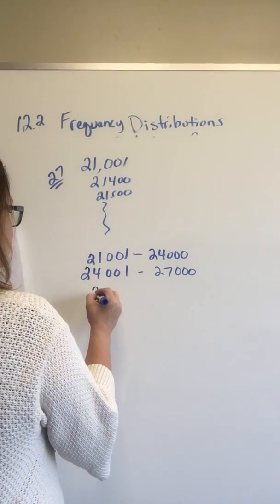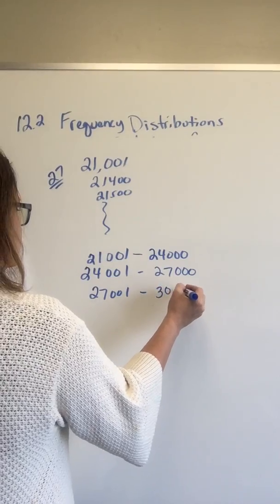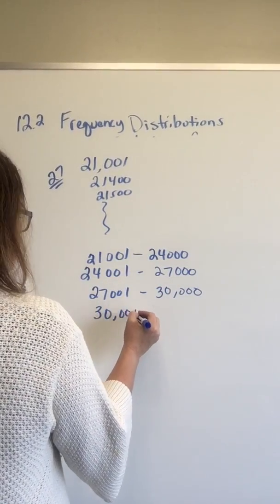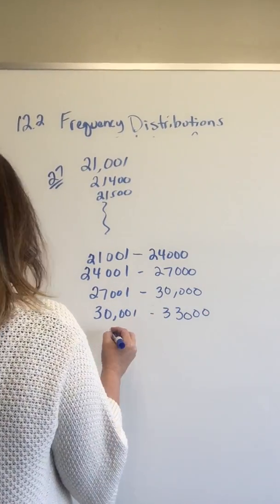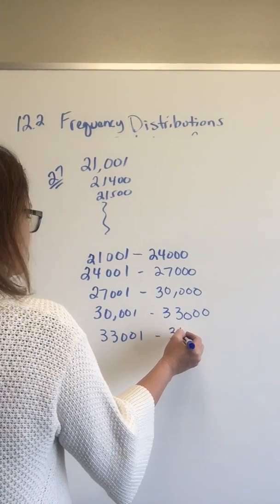And then it'll be $27,001 and $30,000 and so on. So you get your data grouped consistently with the same width, nothing overlapping, every piece of data belonging to exactly one category.